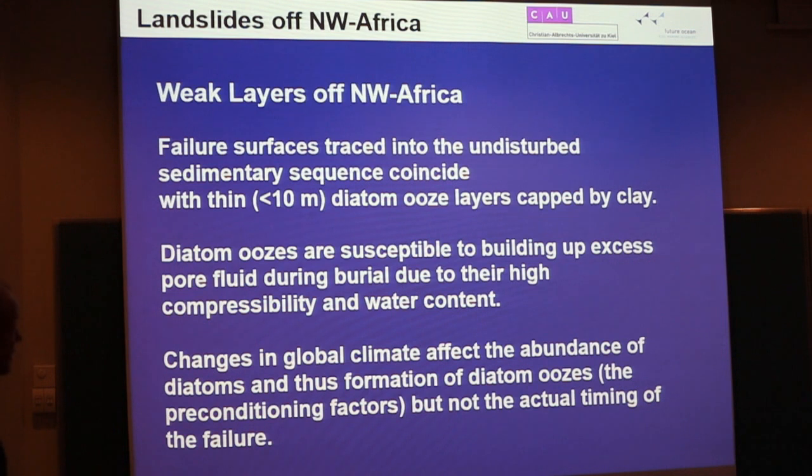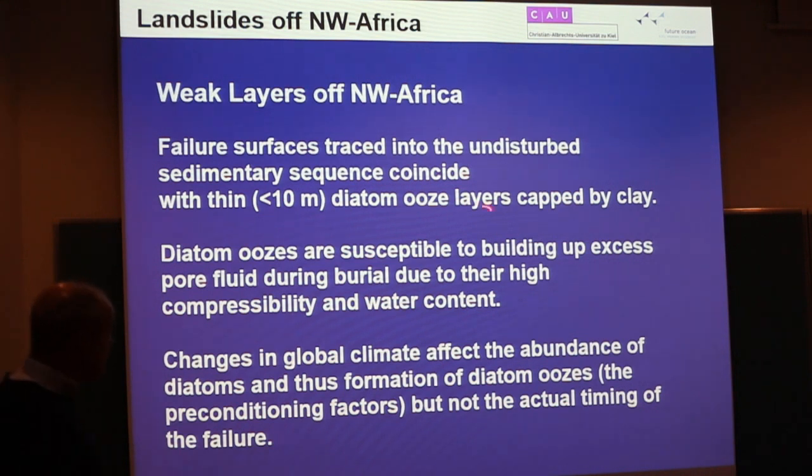And diatom oozes are very well known for building up excess pore pressure. They're susceptible to building up excess pore pressure during burial, because of their high compressibility and high water content. If you have clay on top, water can't escape, you create overpressure, and therefore most likely you think that these diatom oozes make up the weak layers.